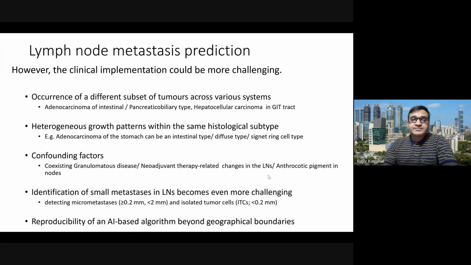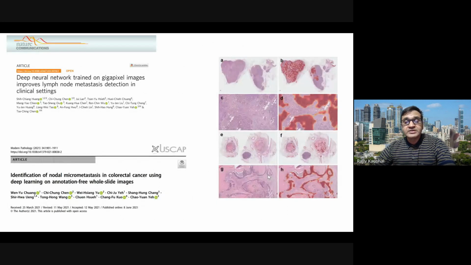And it also depends on the type, because there are various types of tumors across various systems. So there is a need to develop a model which can be generalized and applied across various tumor types. There can be heterogeneous patterns of growth. Take the example of GI cancer: it can be intestinal type, diffuse type, or signet ring cells. So these can become challenging, and identification of micrometastasis is an issue.